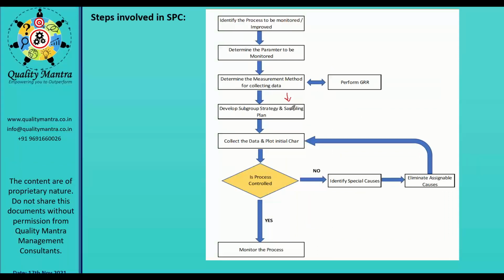Yeah. So now, after we know that yes, our GRR is okay, what are we going to do? We are going to plan the subgroup strategy. Means how many samples, how many times we are going to collect, and then we start collecting the data. When we collect the data, we have to ensure that it captures all the variation present within that particular process. It is not that you are just collecting for say one shift of 8 hours.